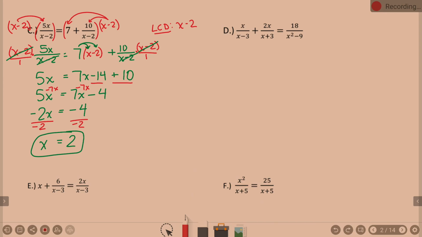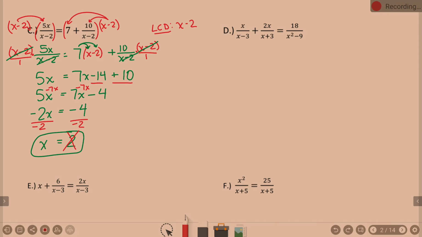And last step of any problem we do today, check for extraneous solutions. What can we not have as an answer? 2. Because if it's x minus 2, basically set that equal to 0, right? 2 minus 2 makes it 0. What did we get as an answer? 2. Well, 2 doesn't work.